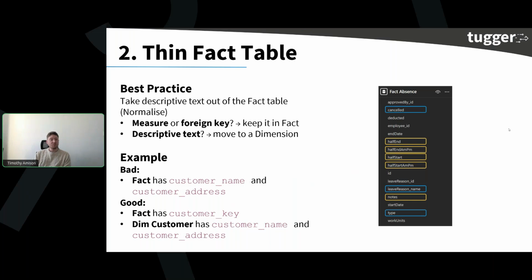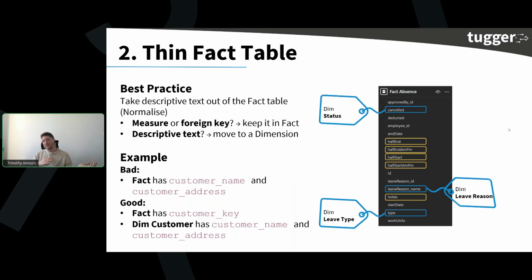The blue ones, we might want to keep actually, but these are still descriptives. So what am I doing? I'm pulling them out and putting them in dimensions. The leave reason is going to a leave reason dimension. Type is going to a leave type dimension. Cancelled is going to a status dimension. That way we're keeping our fact table about absences really simple, clean, and just about the facts.